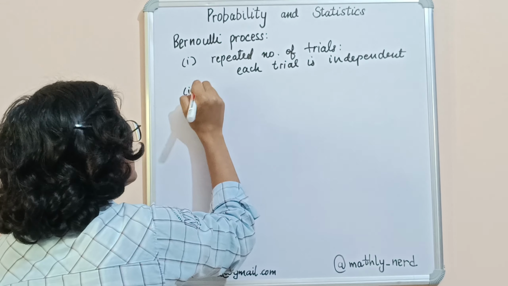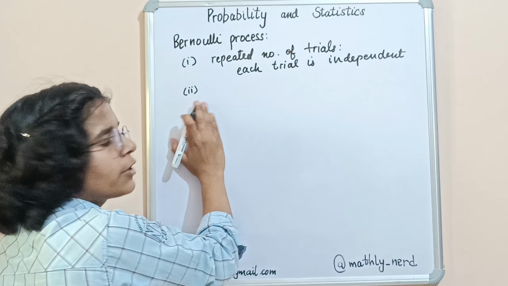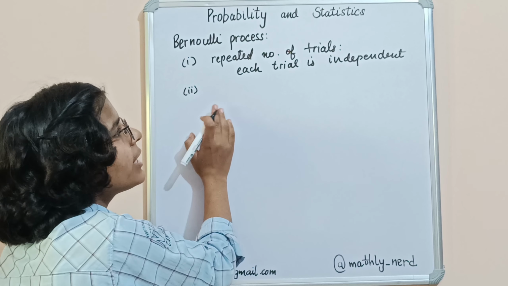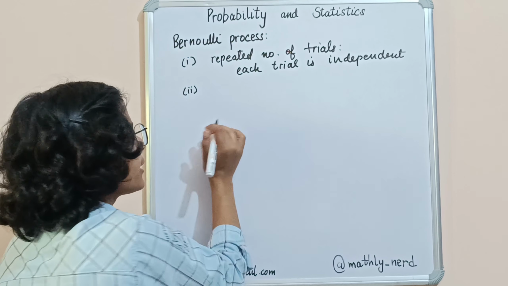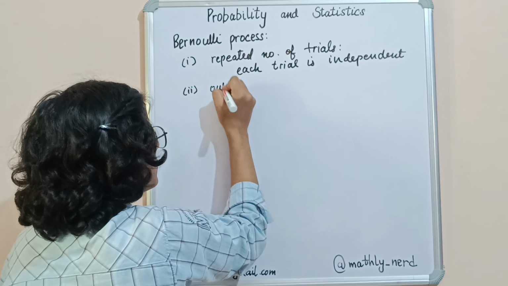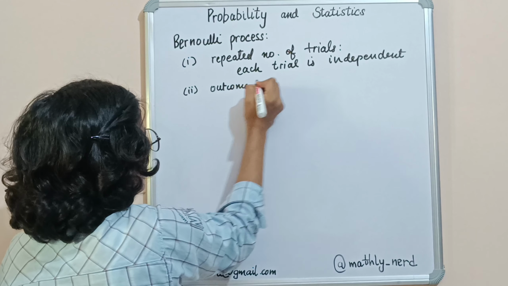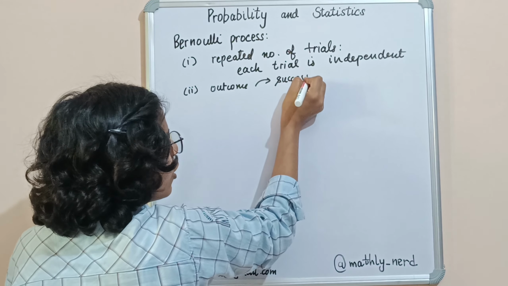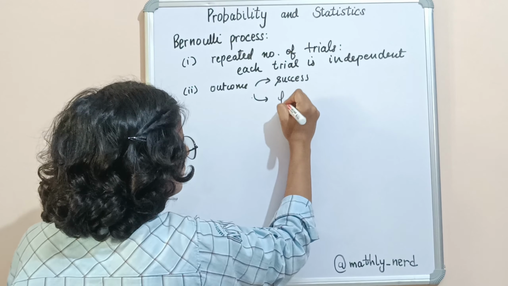Second property is outcome of a trial is classified into success or failure. Outcome can be classified into success or failure.